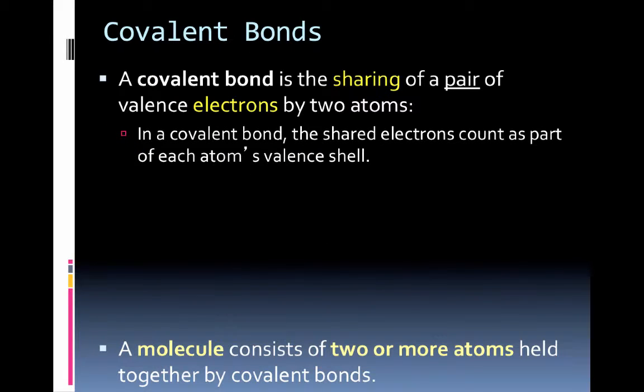A covalent bond, as mentioned previously, is the sharing of a pair of valence electrons by two atoms. In a covalent bond, the shared electrons count as part of each atom's valence shell. Let's consider, for example, a molecule of water. Water consists of two hydrogen atoms and one oxygen atom joined by covalent bonds.